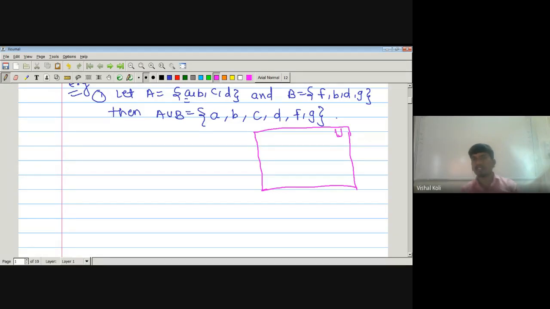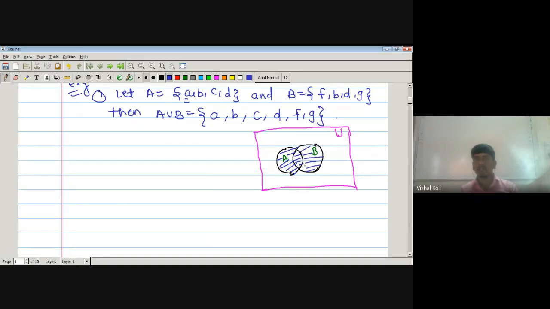If U is the universal set and A and B are any two subsets of U, suppose somewhere is A and somewhere is B. Suppose this one is the set A and this one is the set B. Now we have to find out A union B, that is, those elements which belong to either A or B. So A union B is nothing but all the elements which belong to this set.